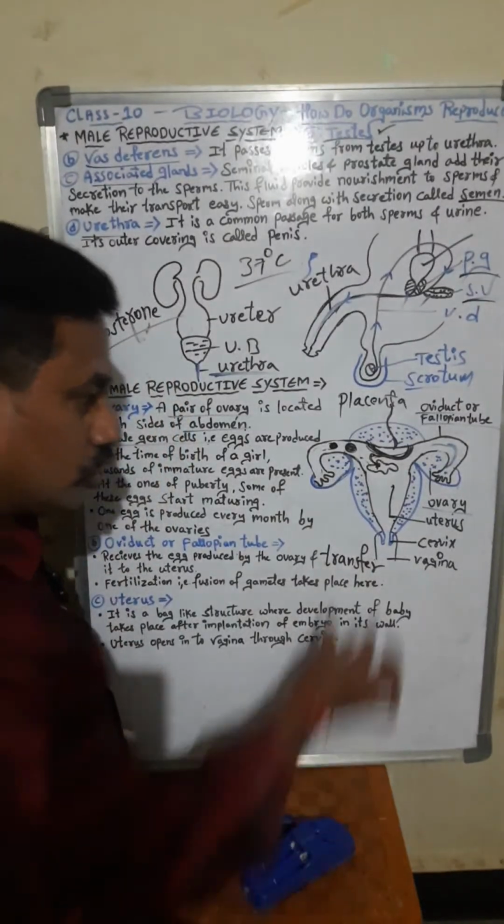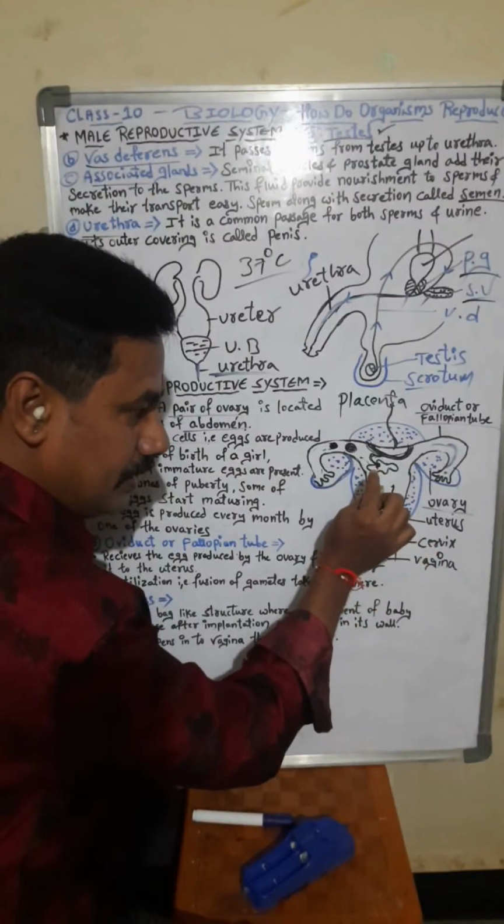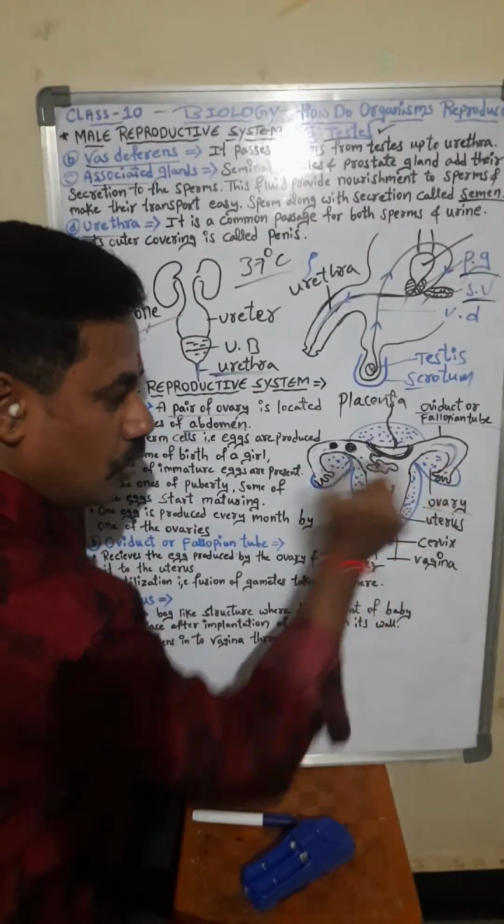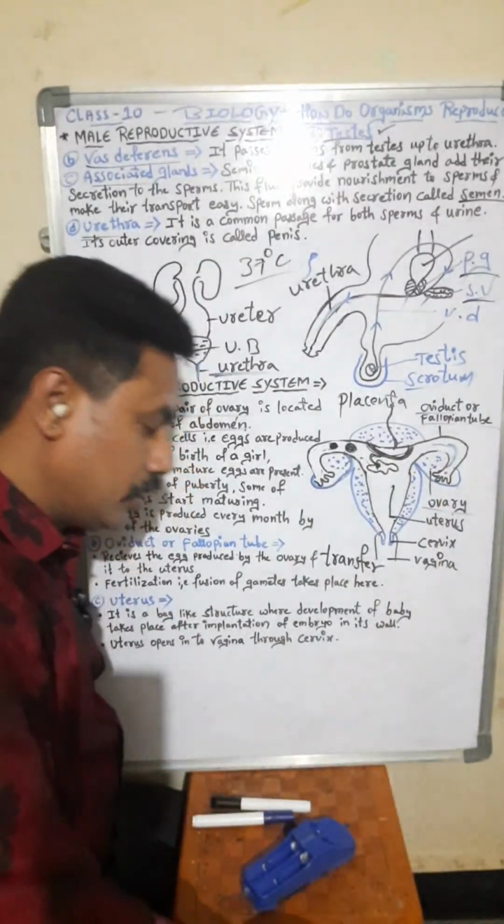So this is called the uterus, cervix, vagina, fallopian tube, ovary. So this is about the female reproductive system.